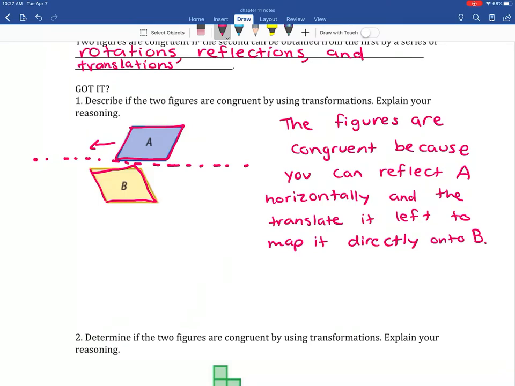Now, some of you might have thought of this a little bit of a different way. You might have thought, hey, how about I move it over first and then I reflect it? Well, that works too. A lot of these have multiple different ways that you can move things around. So if you had instead said translate it and then reflect it, that works as well.